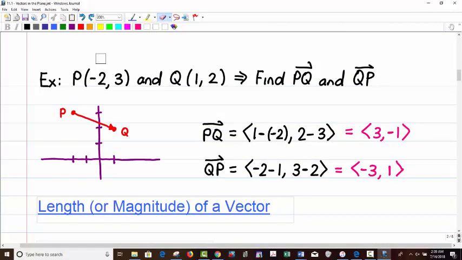All right, suppose we have a starting point P of (-2, 3), and then Q is (1, 2). Let's find what PQ is and what QP would be, the other direction. Those are two different vectors. So PQ means you take the first component of Q, or the first x value of Q, component meaning vector, excuse me. So it'd be 1 minus -2, and then 2 minus 3. So 1 minus -2 is 3. 2 minus 3 is -1.